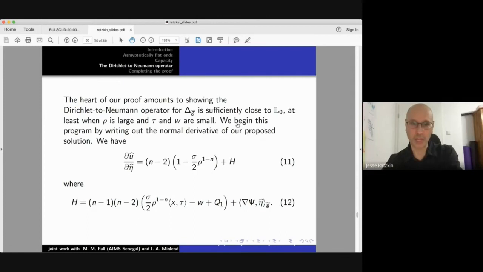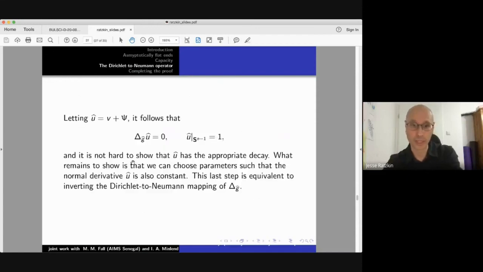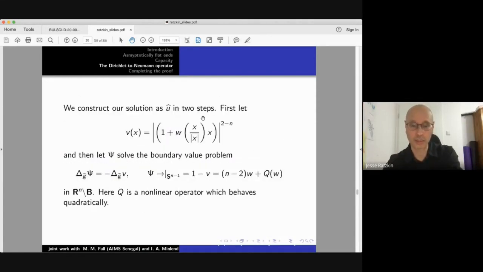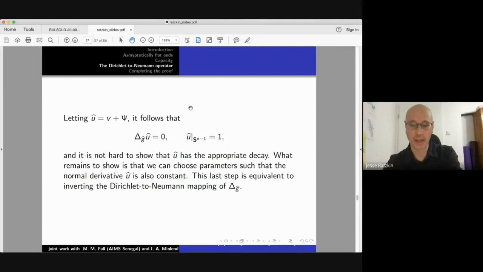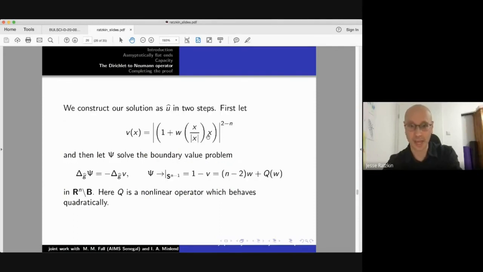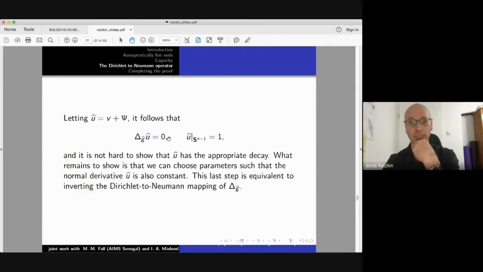So how do we begin trying to show that we can choose our parameters correctly? The first thing you have to do is write out the normal derivative of our proposed solution. So remember, our solution looks like this guy plus some other piece that I have here, which is chosen to cancel out the bad terms that come from my original choice of v.